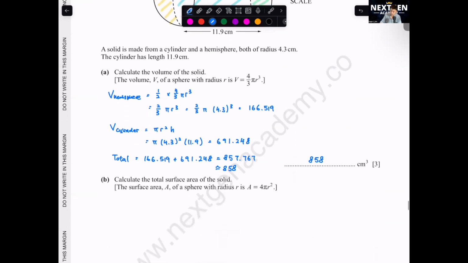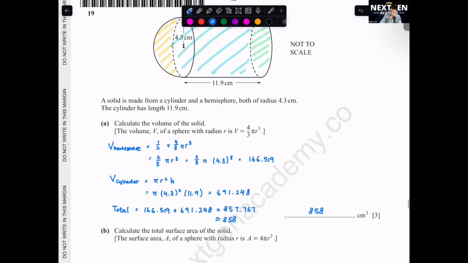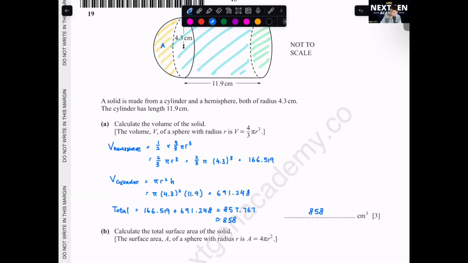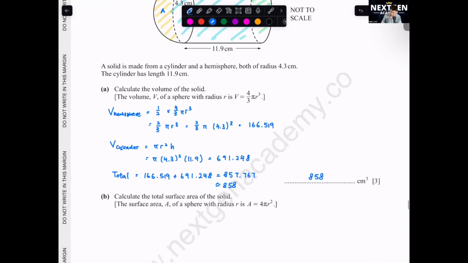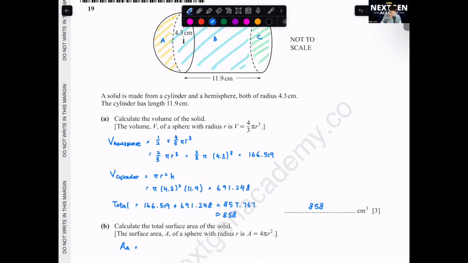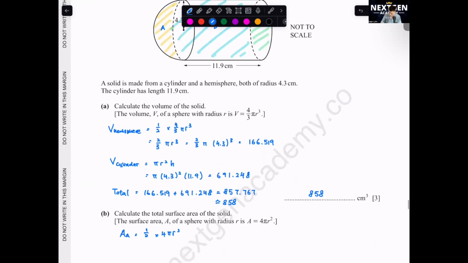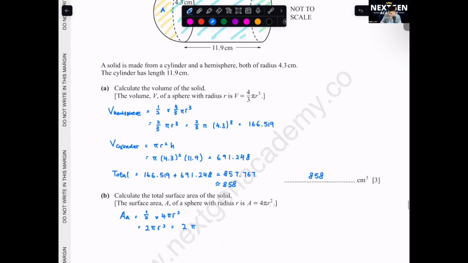So the top part, let's call it A, B, and C. Area of A, what's the formula? Surface area of a sphere is 4 pi r squared. Now you take half of it, half times 4 pi r squared, which equals 2 pi r squared. 2 pi times 4.3 squared, which is 116.176.